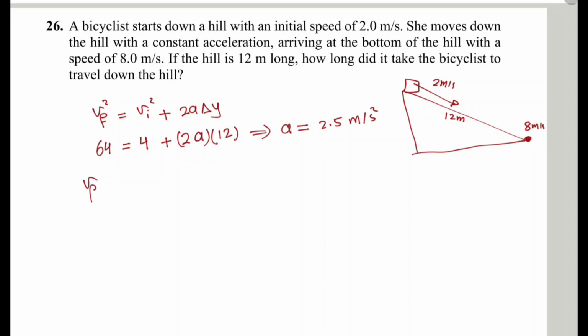Now v final equals the initial plus at. In other words, the final is 8 equals 2 plus 2.5 times t. You do this, and find t equal to 2.4 seconds.